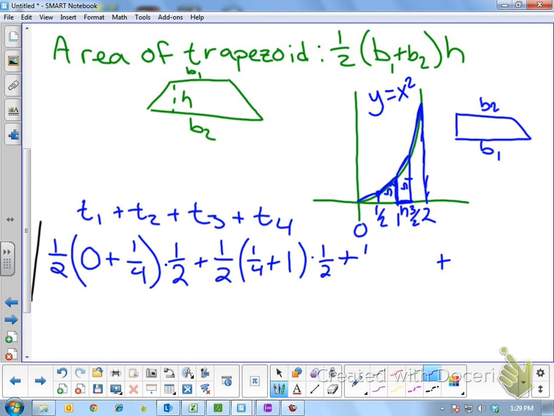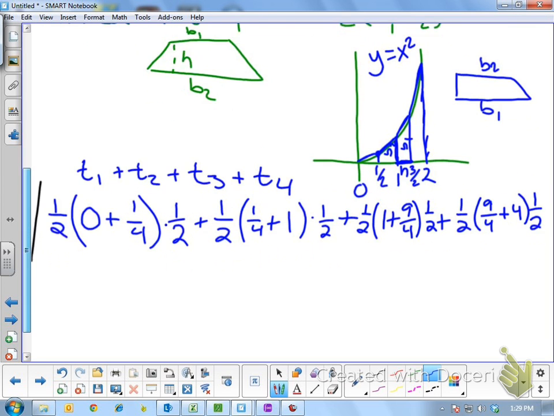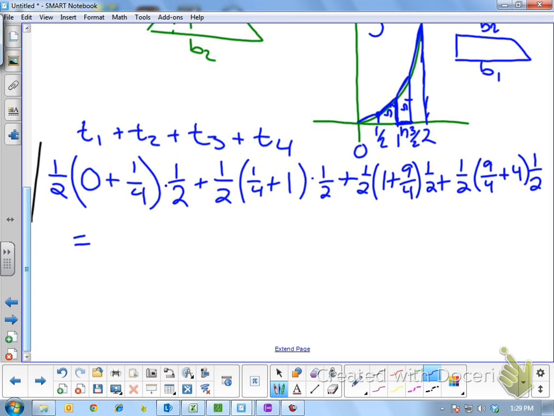So I think I checked everyone. You should have gotten 1/2 times 1 plus 9/4 times 1/2, plus 1/2 times 9/4 plus 4 times 1/2. And most of you guys just plug this into a calculator, which is okay. What should we get? 11/4. Same thing. You are both correct, depending on whether you want to put it in fraction form or decimal form.